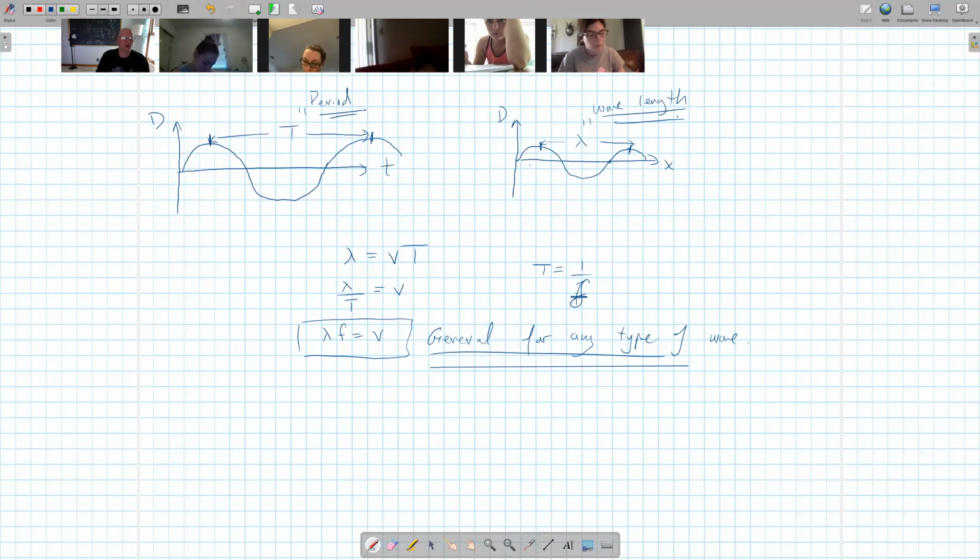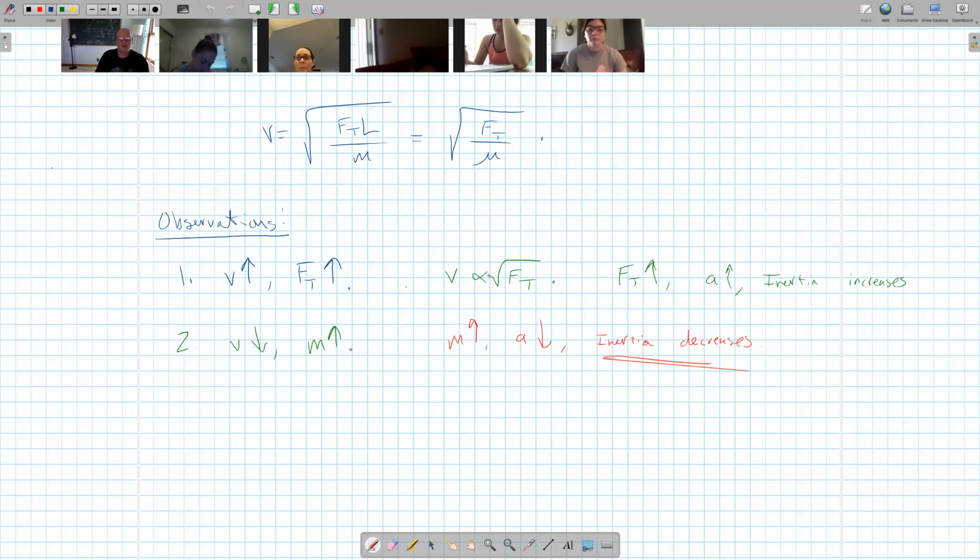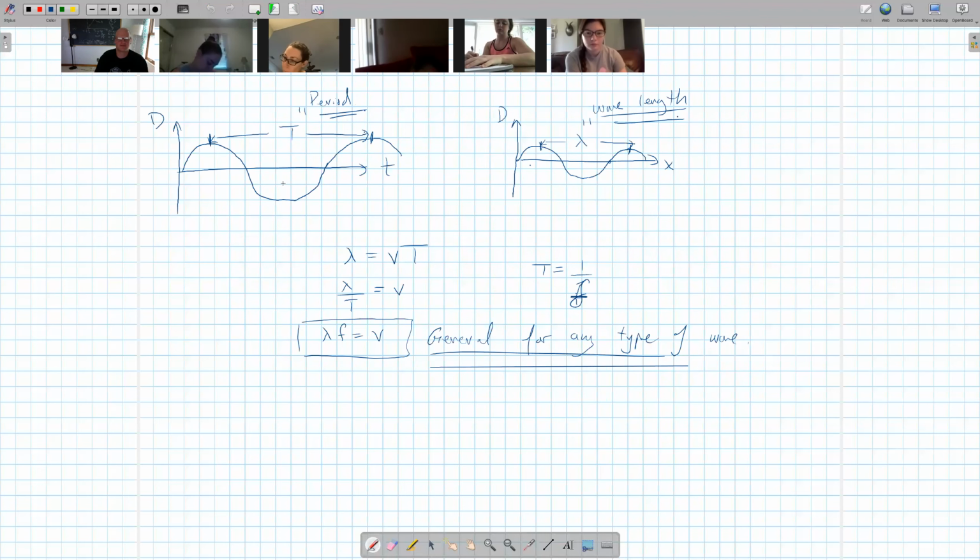Where the velocity I wrote down earlier, which was the square root of the tension times the length divided by the mass, is only true on a string. So that velocity is only true when it's on a string, where the velocity we just wrote down is true for any type of wave.